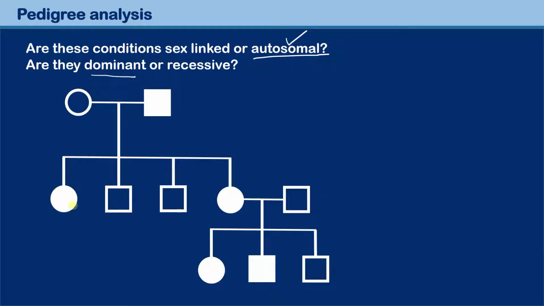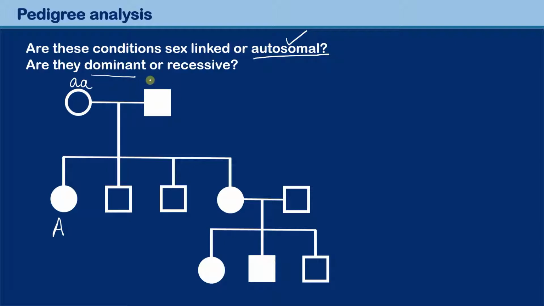So let's try this one over here. This girl over here is affected. We'll use capital A for the allele carrying the disorder, and let's assume we don't know more, but this one over here, this mother, is not affected, must have lowercase a, assuming the condition is dominant.